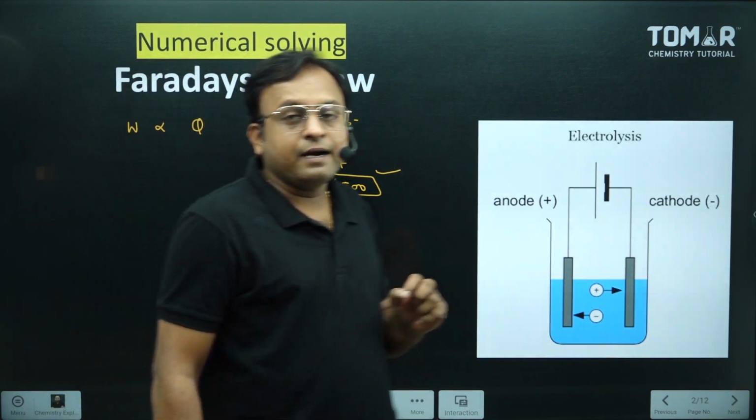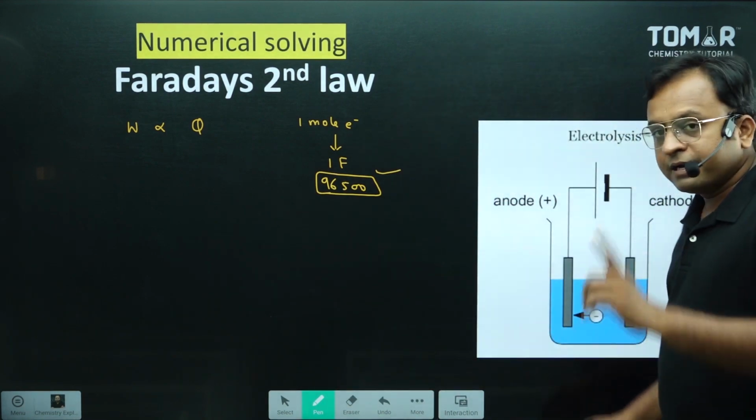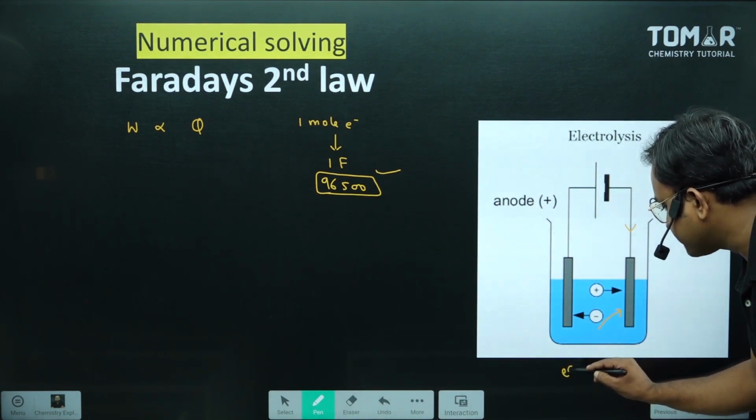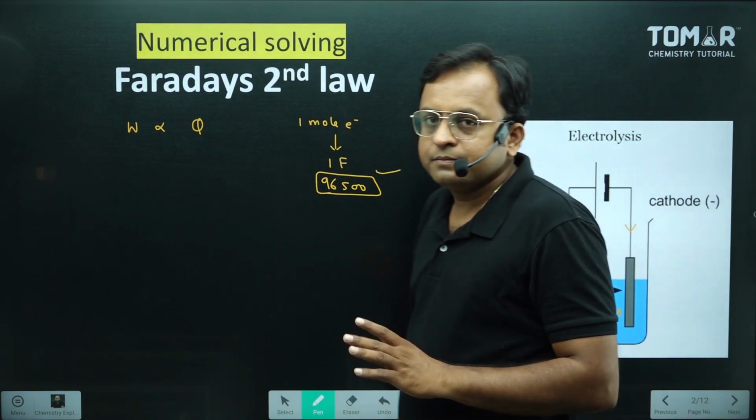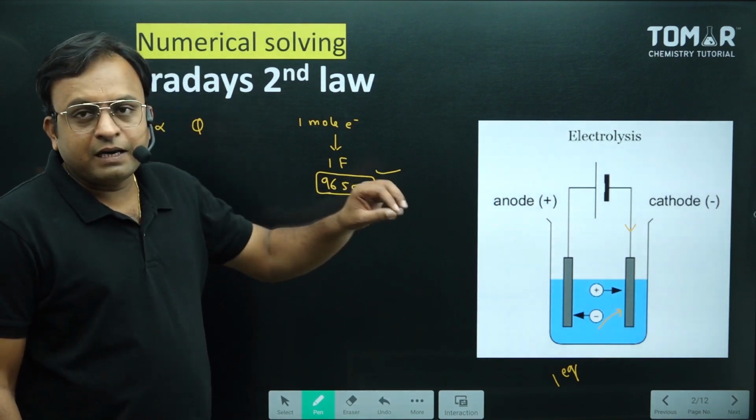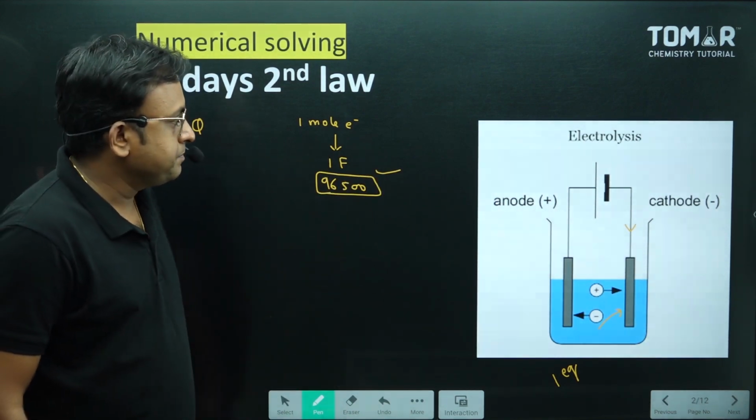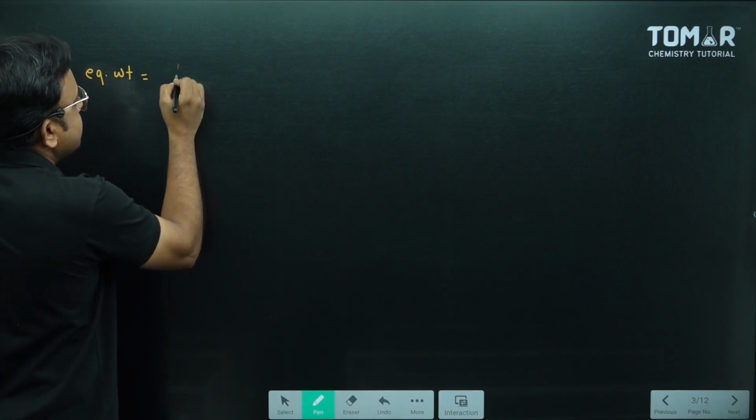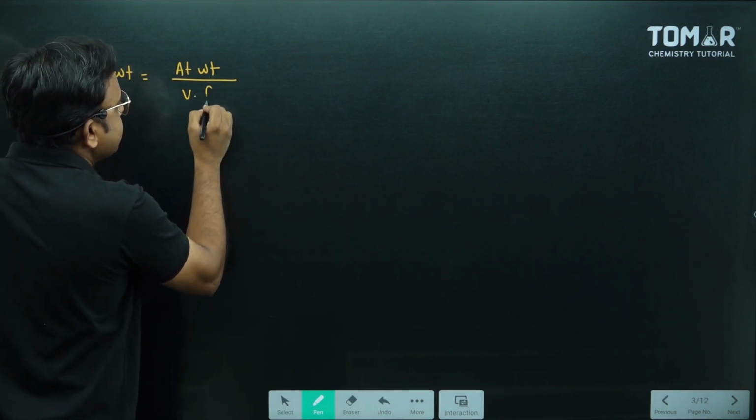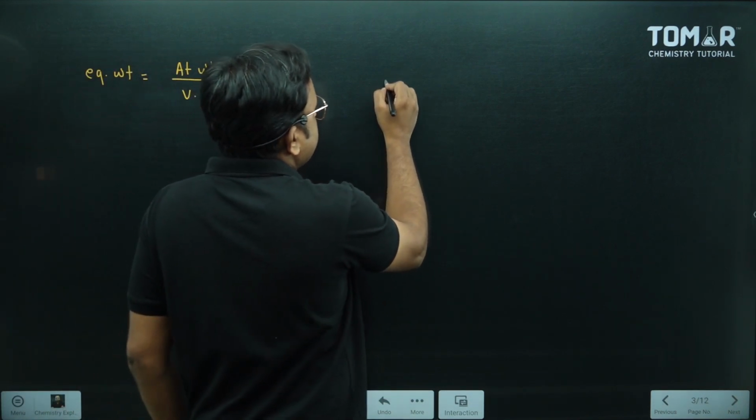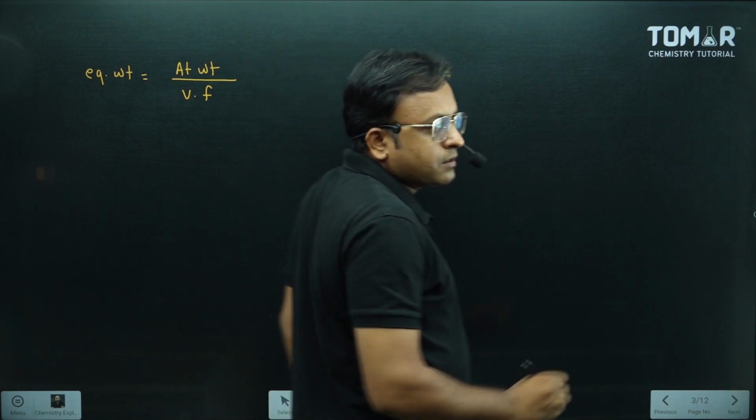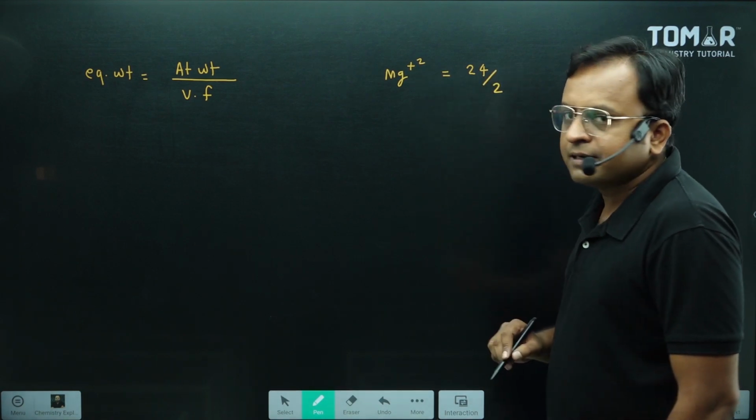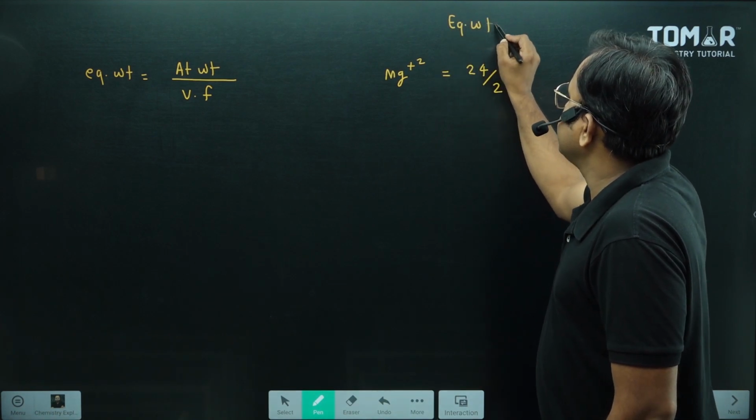Weight deposited is directly proportional to charge supplied. So what did Faraday say? If 1 faraday of electricity is passed through this solution, one equivalent of any substance is deposited at the cathode. So, what is an equivalent? First of all, we will understand equivalent weight. Equivalent weight is atomic weight divided by valency factor. Suppose magnesium is going to deposit. The atomic weight of magnesium is 24 and the oxidation state is the valency factor, so its equivalent weight is 12.